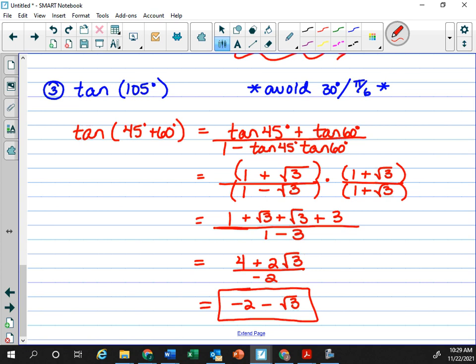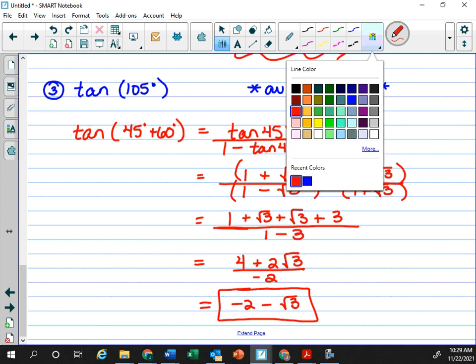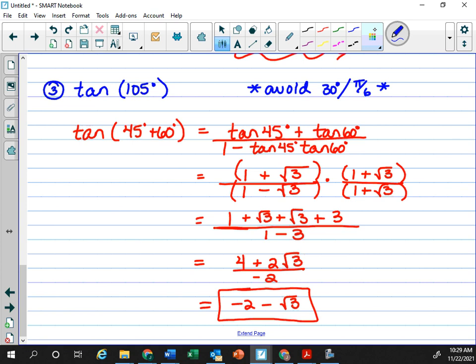This one, tangent of 105 degrees, 105 is in the second quadrant. Tangent is negative in the second quadrant, so I like it that I got a negative answer. That makes sense. Okay. All right. A few more to go.